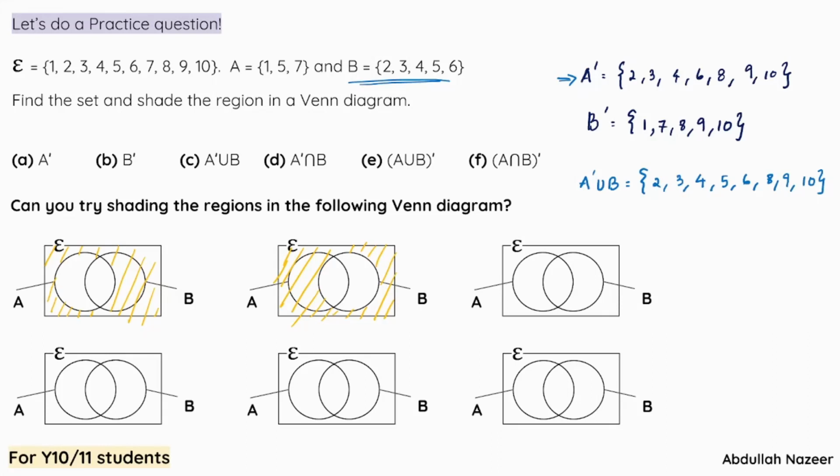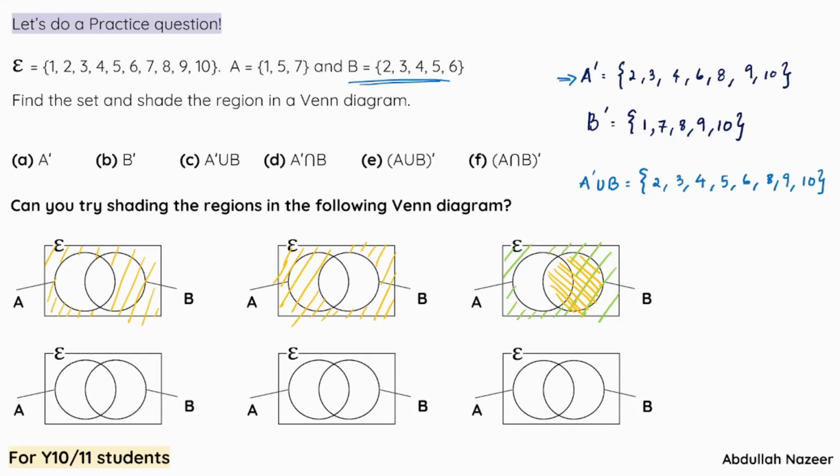Now how would you shade this region? Well, let's think about it. We need to put together A complement and B in the same diagram, right? So let's go ahead and use two different colors. First, I'm going to shade A complement, and we know A complement is everything other than A. So this is A complement, and B is everything inside the B circle. So I'm going to shade the circle B in the opposite direction. Now remember that union is always combining both the regions. So whatever is shaded at the end becomes the union set.